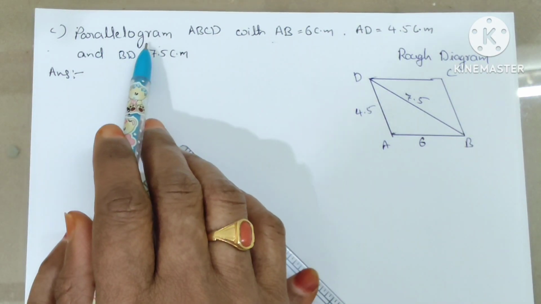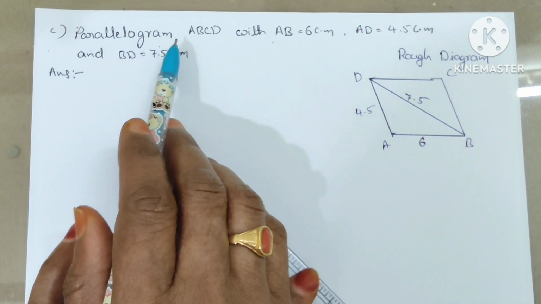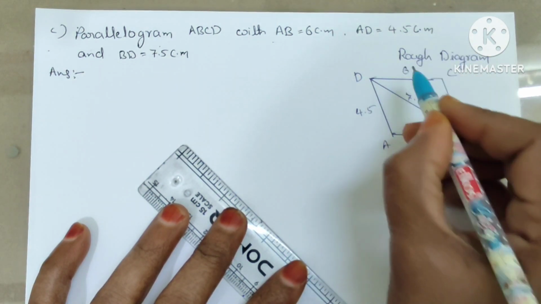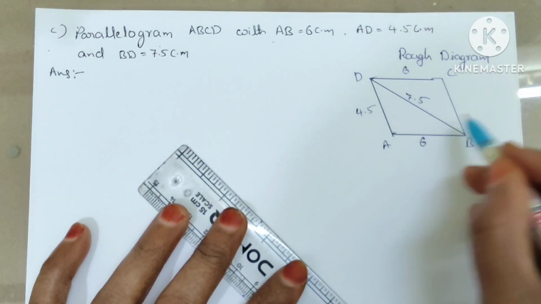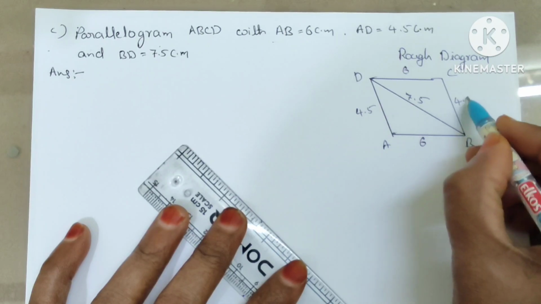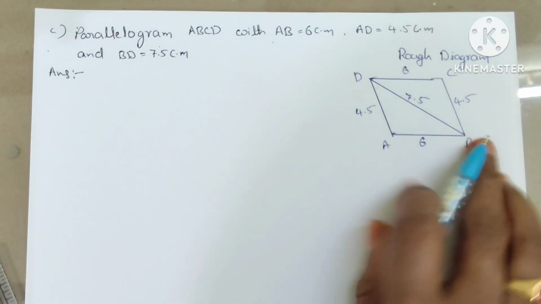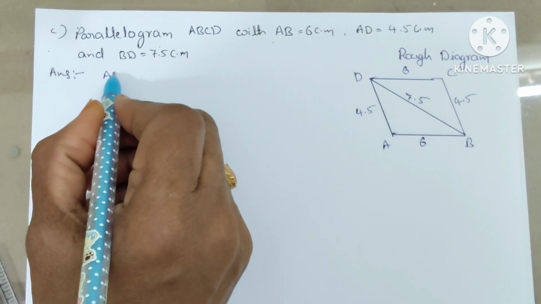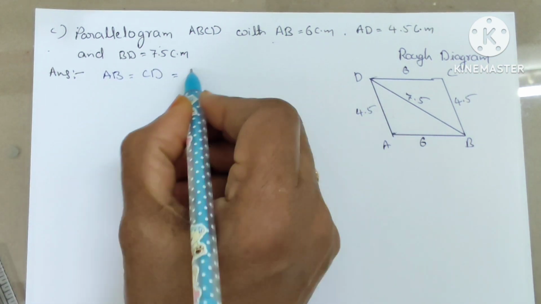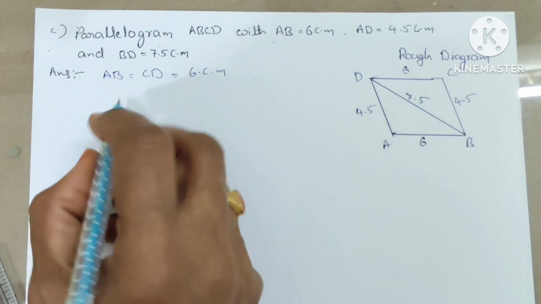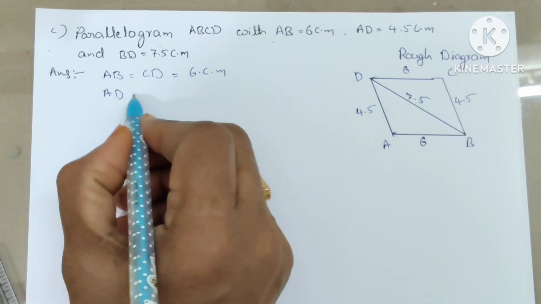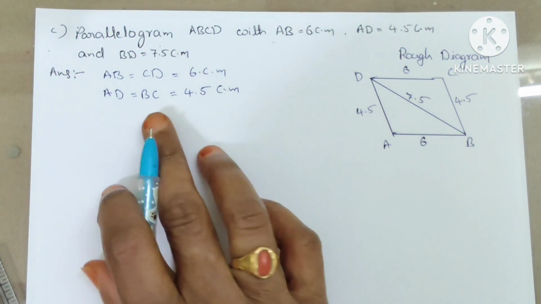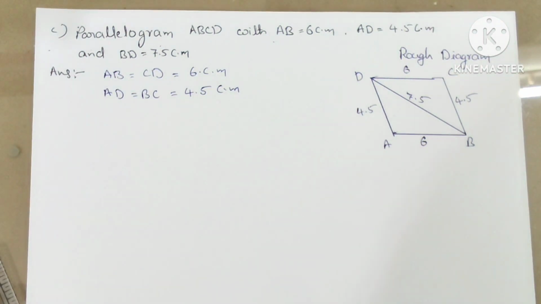In any parallelogram, opposite sides are equal. Here AB's opposite side is DC, so this is also 6 centimeters. AD's opposite side is BC, so this is 4.5 centimeters. So in a parallelogram, AB equal to CD equal to 6 centimeters, and AD equal to BC equal to 4.5 centimeters. These 2 pairs of sides are equal.